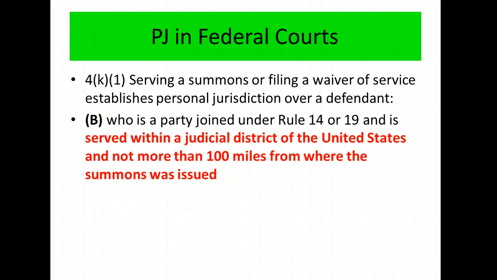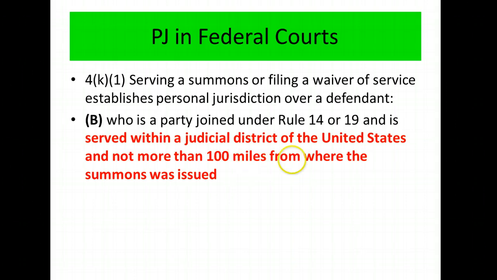Okay, and then we have to figure out the second part of the sentence. They are served within a judicial district of the United States and not more than 100 miles from where the summons was issued. So what you're seeing here as I'm walking through the statute is a deliberate use of breaking up the terms into sub-clauses. So we took out this first part of one. We keep talking about serve a summons or filing a waiver of service, establishes PJ. The second part for B, what we did was break up the who it applies to. Once we saw the word and here and can look, skim through the rest of it, we see a separate clause. There's in fact another one sort of within it, the and not more than 100 miles, if you wanted to break it up into three separate groups. But this is what I want you to do with each statute. Break it down so that you can figure out the subparts and see what applies.